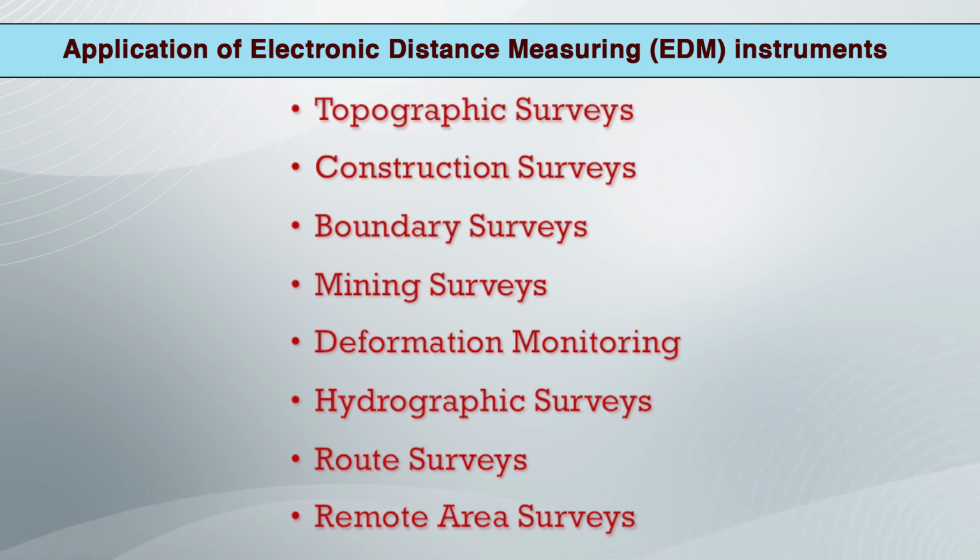The next use of EDM is route survey. For transportation projects like roadways and railways, EDM instruments are used to measure and map the route alignment. The next application of EDM is remote area survey. In remote or difficult to access areas, EDM instruments enable surveyors to measure distance without needing a clear line of sight, as some advanced models can penetrate obstacles like vegetation.